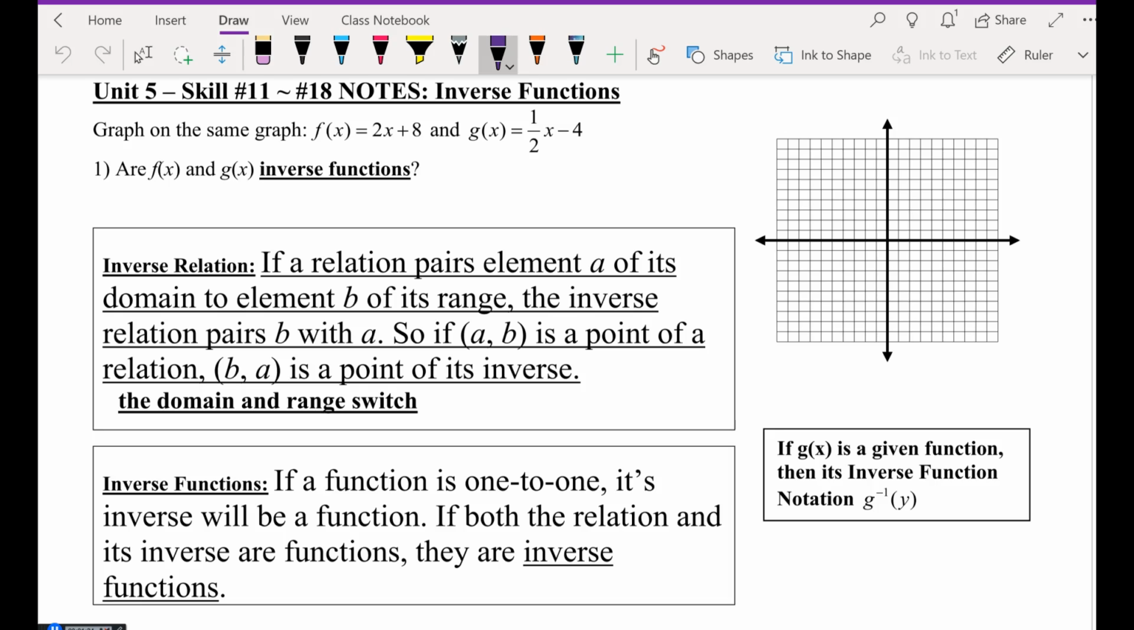Now, let's talk about relation. Is a relation the same as a function? Because down below is the definition of inverse function. So let's go back to Algebra 1. What's the definition of a function? Every unit you have studied in Algebra 2 so far, by the way, has been a function. So what was the definition back then in Algebra 1?